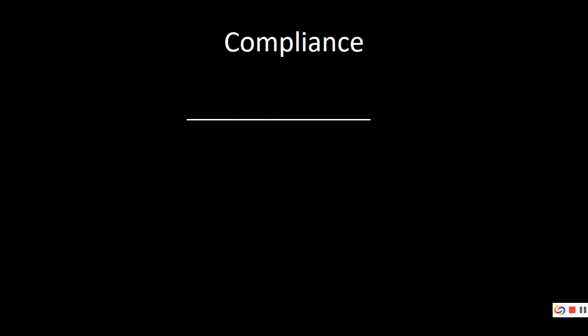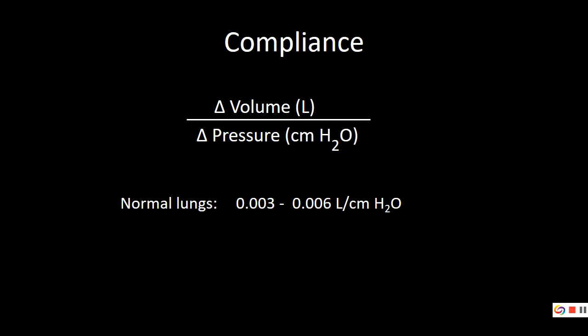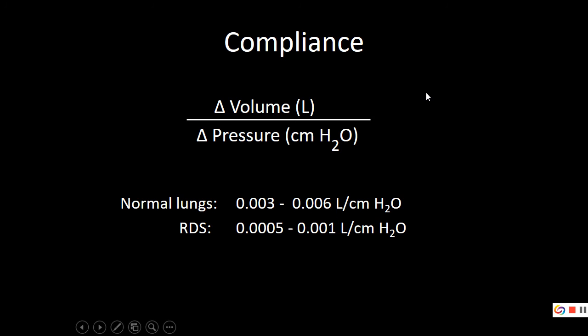So what is compliance? Compliance is the change in lung volume over the change in pressure. So what does that mean? So a normal lung, all of us sitting here have a lung compliance of 0.003 to 0.006 liters per centimeter of water pressure. So what about a baby with RDS? They have low lung compliance, high lung compliance. So they have low lung compliance. So their lung compliance is much less.